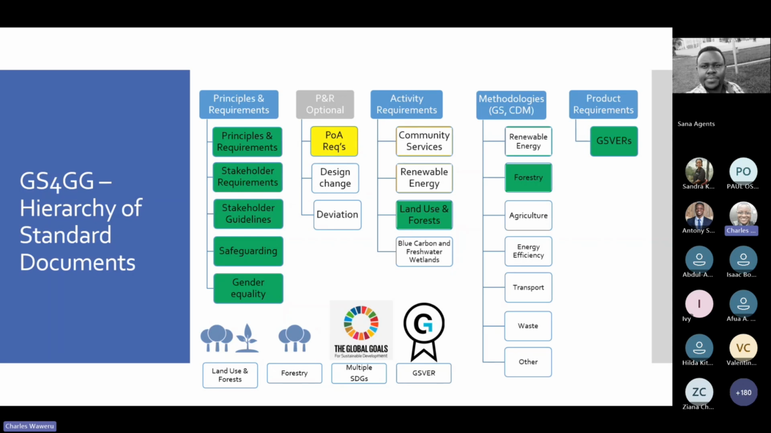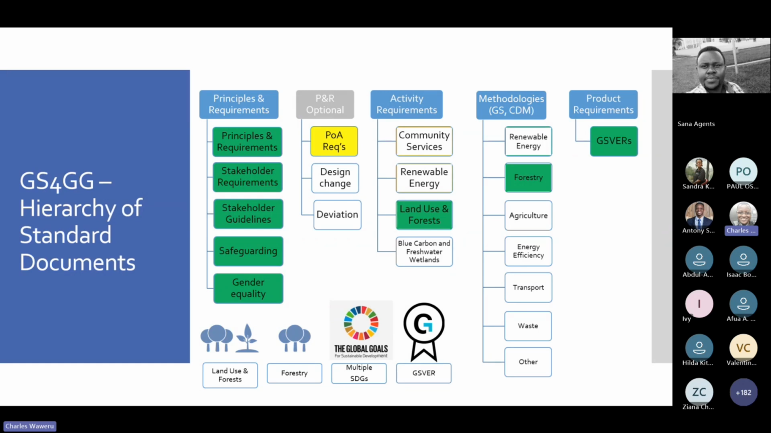So there's a principles and requirements document. It's a slightly lengthy document. It really gives you insights on who and what the Gold Standard is trying to achieve. Stakeholder requirements clearly indicate what the bare minimums are for you to do a local stakeholder consultation. That was covered in the second session. Then you've got stakeholder guidelines. How do you convene, and what is the duration of notice? How do you go about identifying the stakeholders? How do you capture the feedback and whatnot?